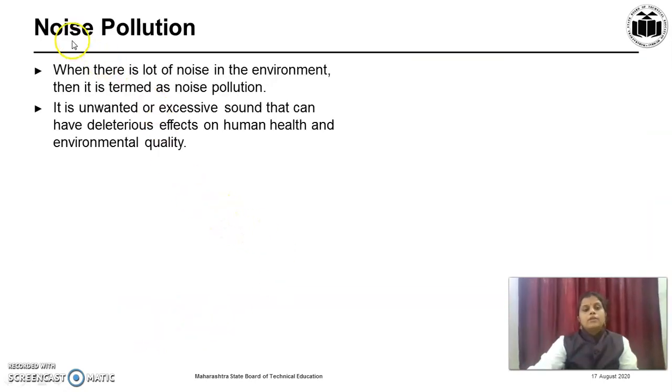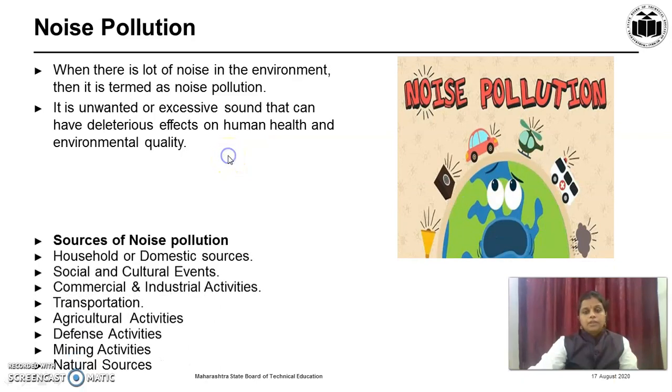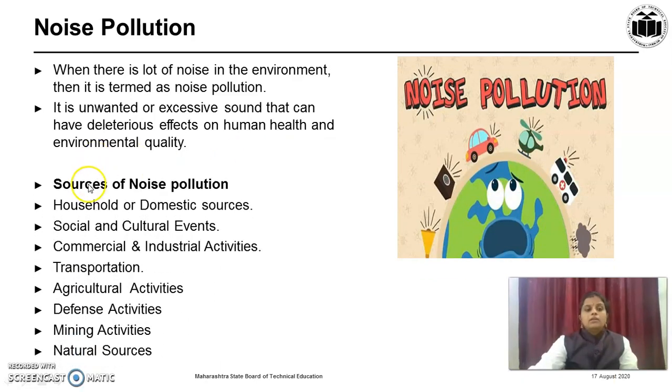Now, we will study what is noise pollution. When there is a lot of noise in the environment, then it is termed as noise pollution. It is unwanted or excessive sound that can have deleterious effect on the human health and environmental quality. It is an undesirable process. Sources of noise pollution. What are the different sources? Household or domestic sources, social and cultural events, commercial and industrial activities, transportation, agricultural activities, mining activities, defense activities, natural sources. Let us see one by one.